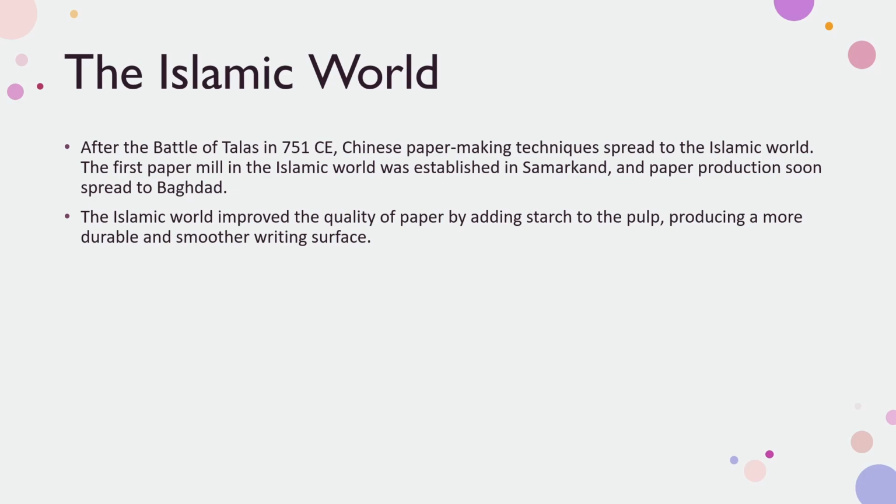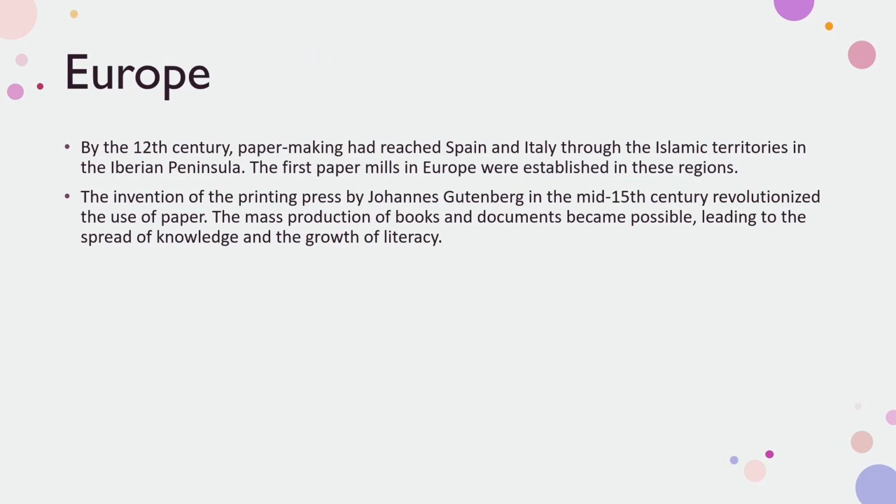After the Battle of Talas in 751 CE, Chinese paper-making techniques spread to the Islamic world. The first paper mill in the Islamic world was established in Samarkand, and paper production soon spread to Baghdad. The Islamic world improved the quality of paper by adding starch to the pulp, producing a more durable and smoother writing surface. By the 12th century, papermaking had reached Spain and Italy through the Islamic territories in the Iberian Peninsula. The first paper mills in Europe were established in these regions.